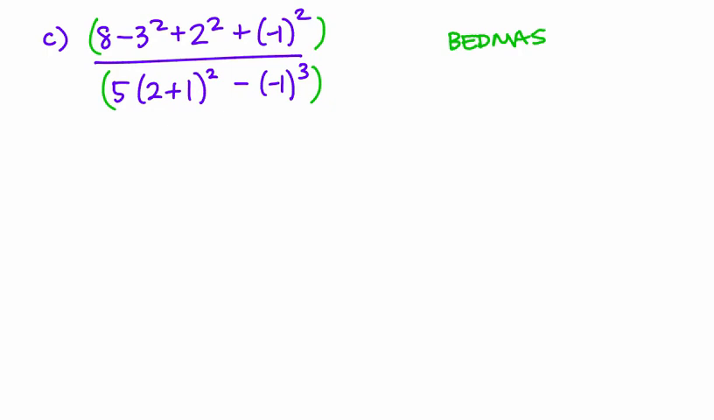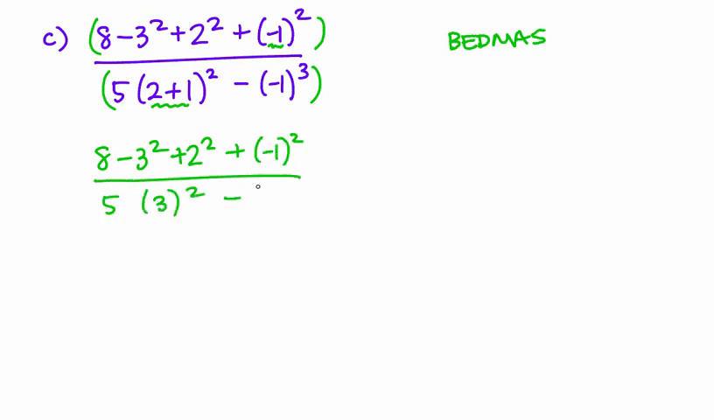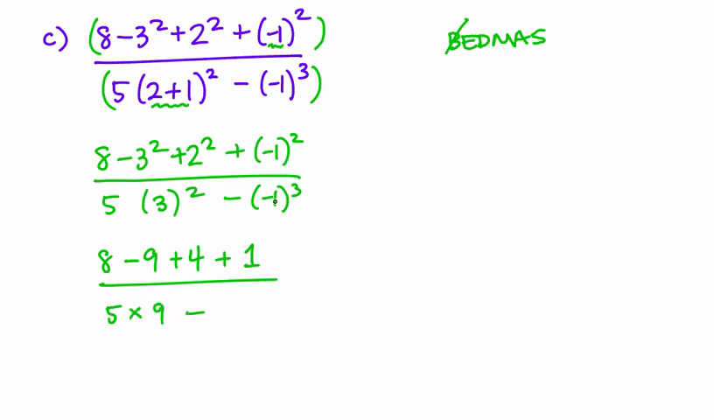My first step is anything inside brackets. So inside this bracket, nope. Inside this bracket, yep. So I rewrite everything as it is, and I just deal with inside brackets. That's it. Inside of brackets is done. Now I go on to exponents. So 8 minus 9 plus 4 plus. This means negative 1 times negative 1. So that's positive 1. On the denominator, exponents. 5, this is times 9 minus negative 1 times negative 1 times negative 1 is negative 1.